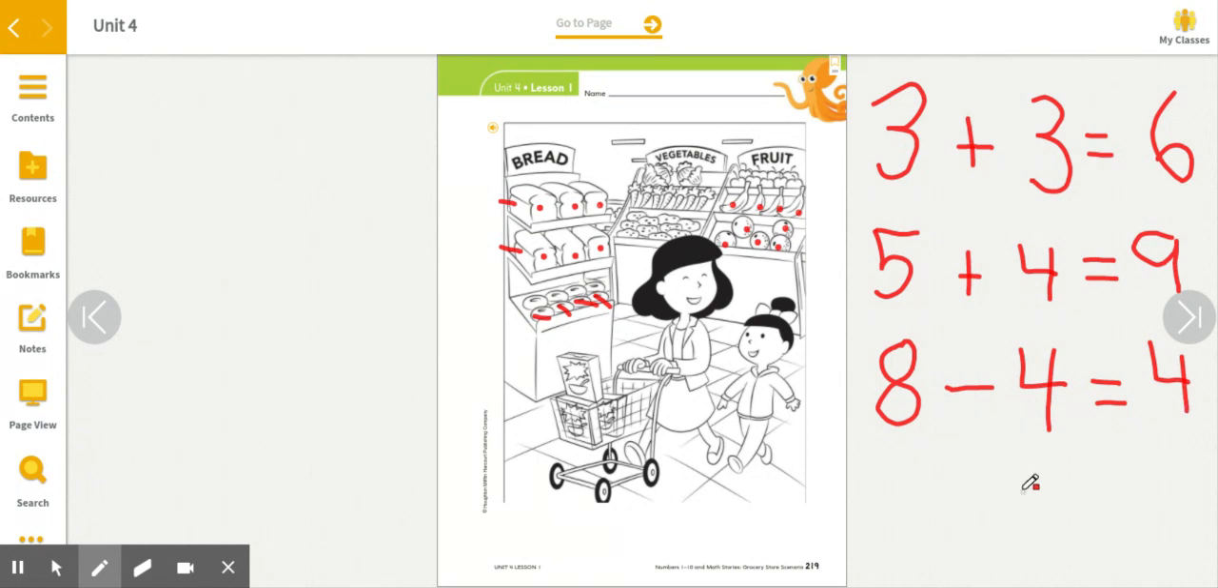Remember, when we do takeaway problems or subtraction, we don't erase the objects or the picture or a drawing. We cross them out. That way we can see that we started with 8 and I took 4 away. If I erase, I might think I only started with 4 and it gets confusing. So remember, with subtraction, you cross out, don't erase. We're going to do one more problem. So pause the video if you need to catch up.